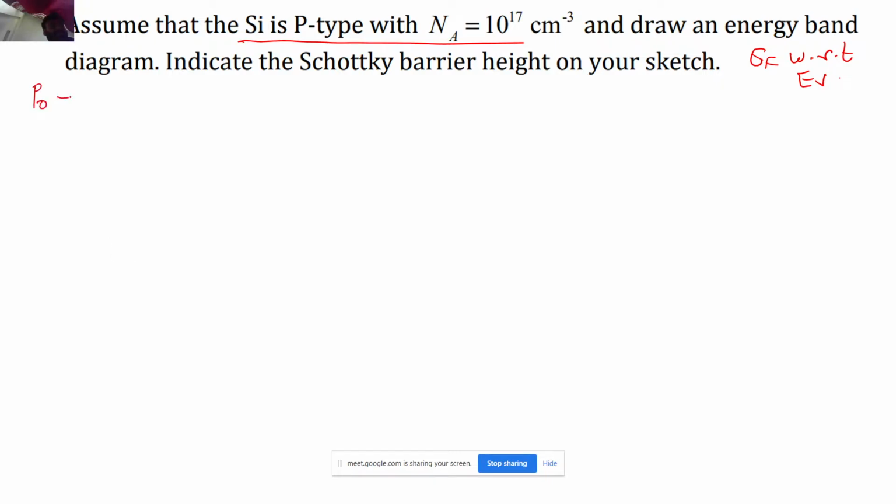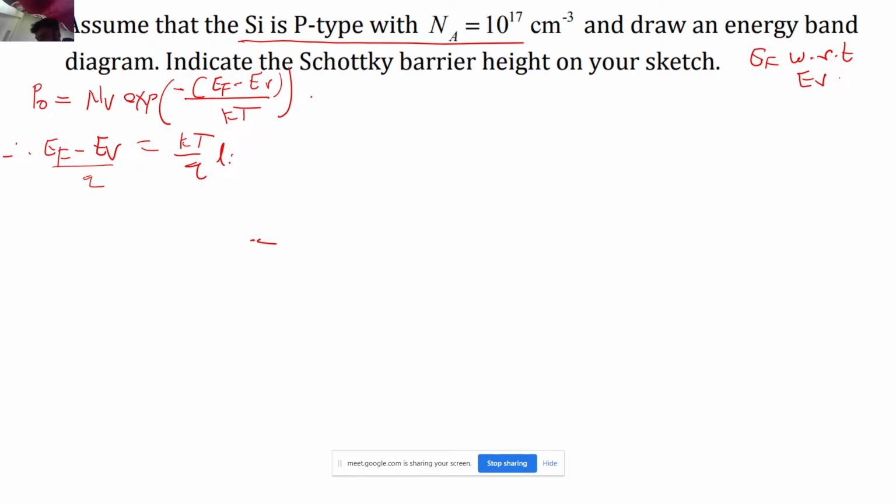As you know from the formula for the concentration of holes with respect to NV, it changes like exponential of minus of EF minus EV by KT, right? So now EF minus EV will be, if I take the Q over here, KT by Q ln of NV by NA, correct? And if you substitute all the values, you will get 0.135 electron volts, correct? So now I know the value of EF minus EV.